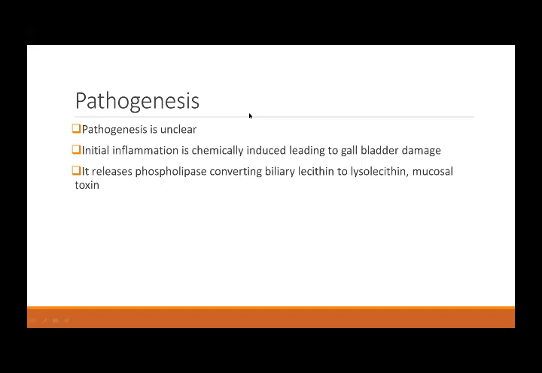Pathogenesis is not clear. Initially, inflammation is chemically induced, which leads to gallbladder damage, and it releases phospholipase, some biliary lecithin and lysolecithin enzymes and mucosal toxins. So basic inflammation happens, which leads to gallbladder damage by phospholipase converting lecithin to lysolecithin, which is a mucosal toxin.